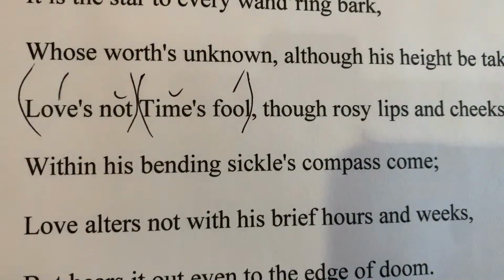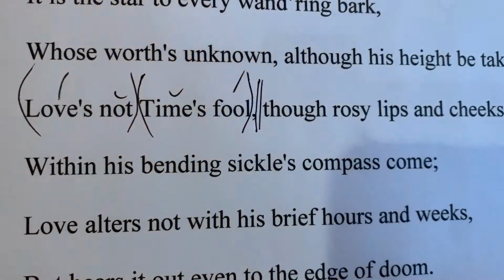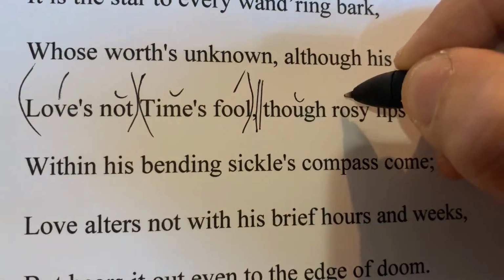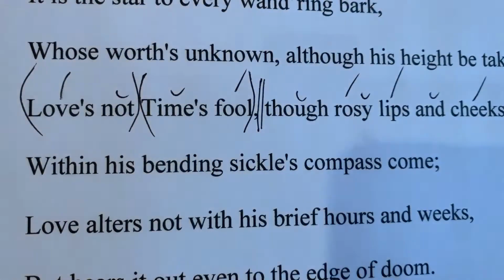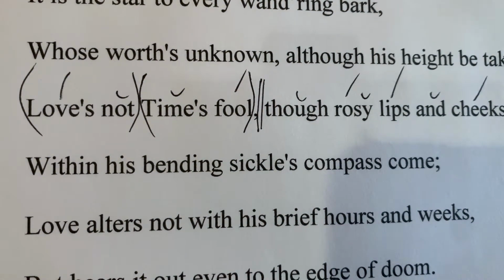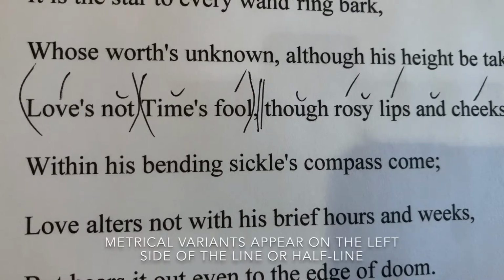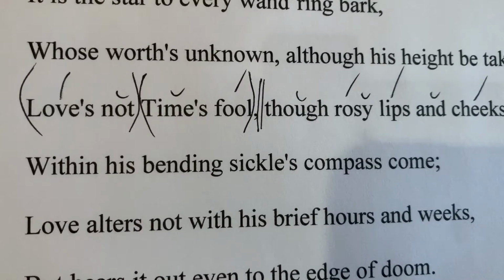Love's not time's fool, caesura after the fourth syllable, though rosy lips and cheeks, and we return to a completely normal iamb. These trochaic inversions tend to happen on the left side of the line. All of the variants tend to happen on the left side of the line. Let me clarify even further, on the left side of any half line, because you will also find variants right after the caesura. So on either the first foot or the foot right after the caesura, you will find variants.